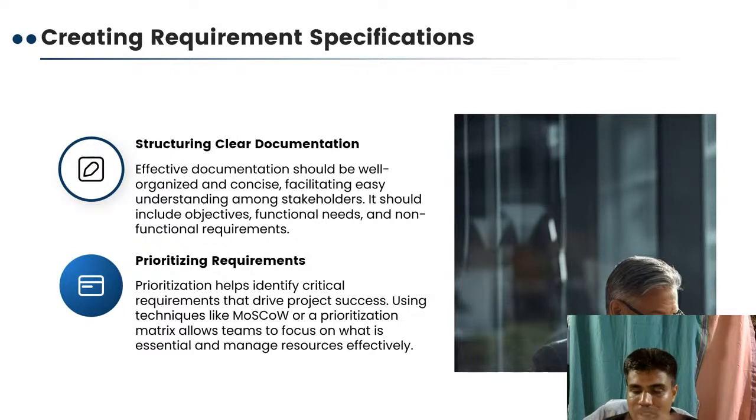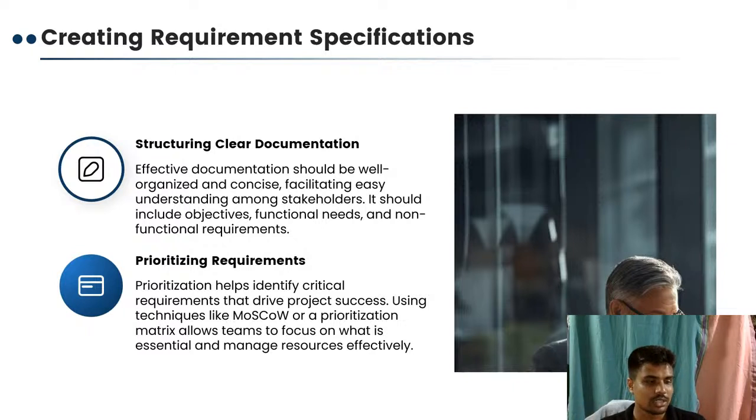If you read the definition, effective documentation should be well organized and concise, facilitating easy understanding among stakeholders. It should always include objectives, functional needs, and non-functional requirements. So that's what you should have: objectives, functional needs, and non-functional needs, clearly documented for your reference. The second point is prioritizing the requirement. It is nothing but you have to order it.